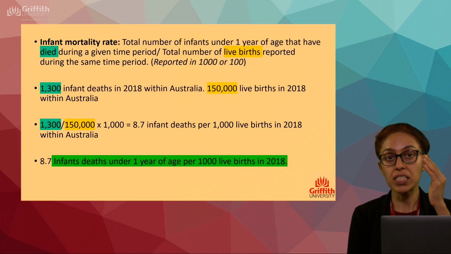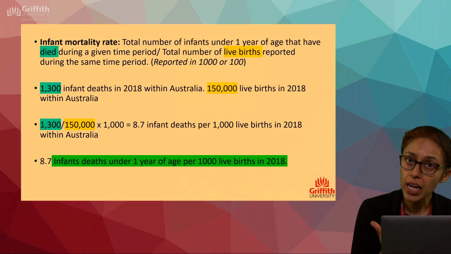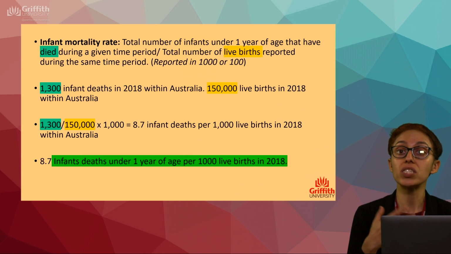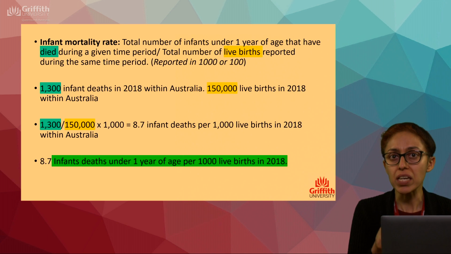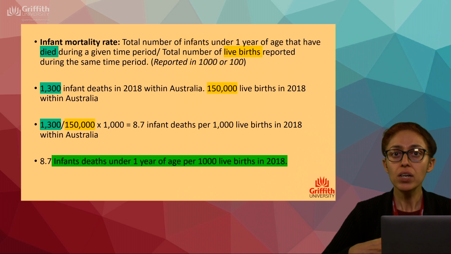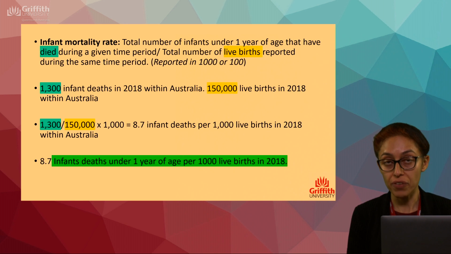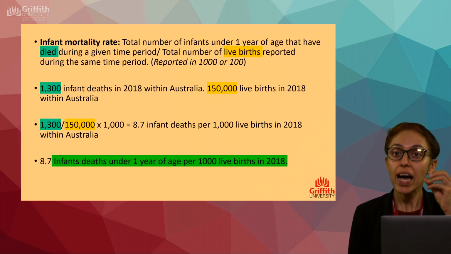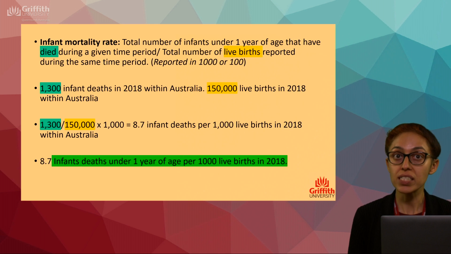And then you will have a statement like this, which is 8.7 infant deaths under 1 year of age per 1,000 live births in 2018. These are the type of sentences which you find in governmental reports and research papers, and now this will be more meaningful to you. You know that per 1,000 live births, per 1,000 live babies, there were unfortunately 8.7 infant deaths under 1 year of age. So basically this is what it means, and this is how you have arrived at this statement. I hope this is simple enough to understand.